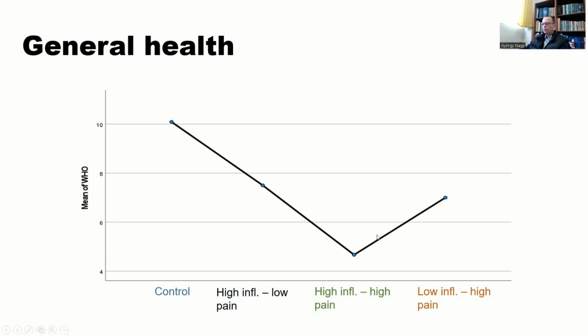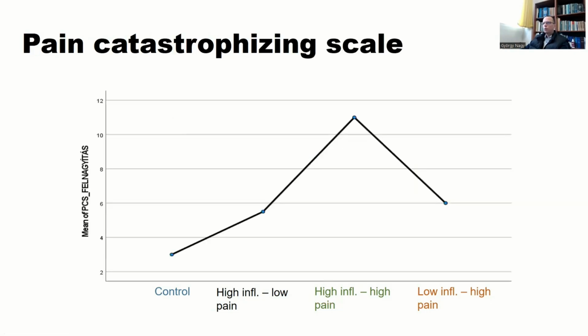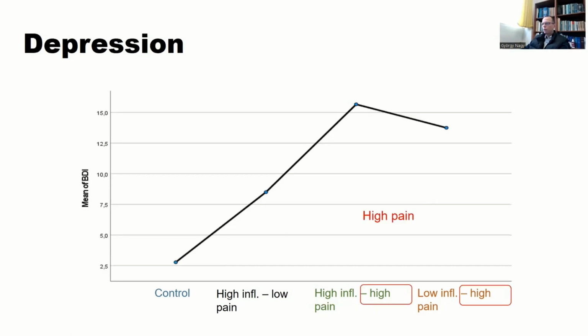So the general health is the worst in case of high inflammation, high pain. The pain catastrophizing scale is the worst, again, in case of the high inflammation, high pain patient group. And the depression is quite high in case of the high inflammation, high pain, and low inflammation, high pain groups. But in case of the high inflammation, low pain group, the depression is not so prevalent. So the depression is seen to be associated with the pain, which is logical.